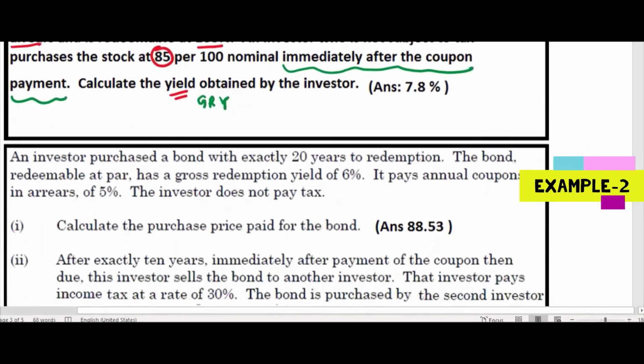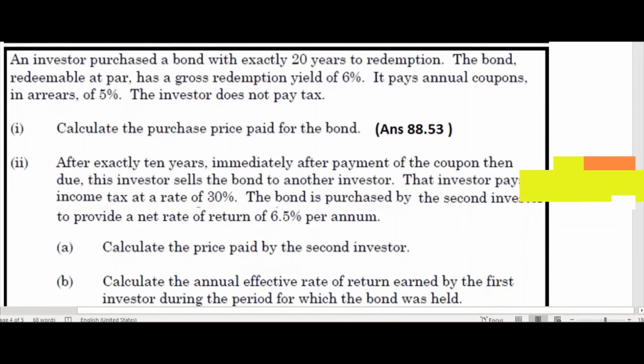Let's go to the second one, which is very important. An investor purchased a bond with exactly 20 years to redemption. The bond is redeemable at par, 100. Nothing is given means you can take the nominal price as 100. Redeemable at par means equal. The par value depends on the nominal value, not the purchasing price. Even here purchasing price is 88.53. As a gross redemption yield, GRY, of 6%. It pays annual coupons in arrears of 5%.